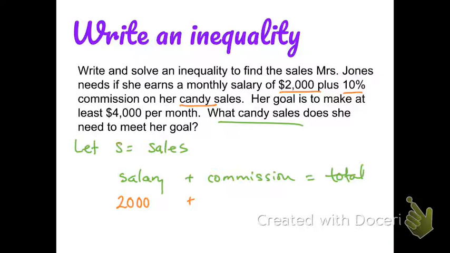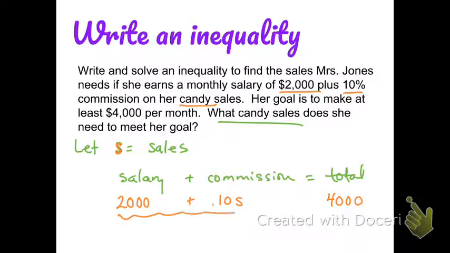Now, we don't know what her sales is. That's S, but it's 10% of S. When you're taking part of a whole, you're multiplying that part, 10%, times that whole thing. 10% of her sales is 0.10 times S. And then her goal is to make $4,000, at least $4,000.